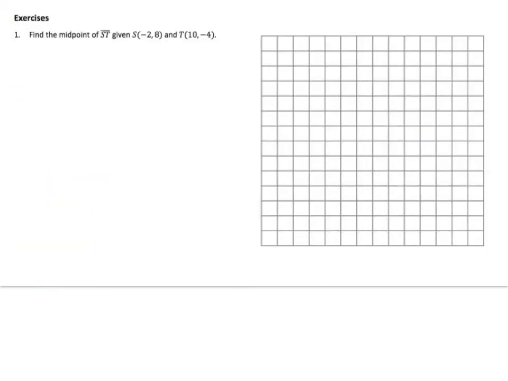Alright, now we get to practice what we just spent so much time learning. I put graph paper there to help in case you needed it, but I don't need you to feel like you have to do that. I'll graph them really quick.